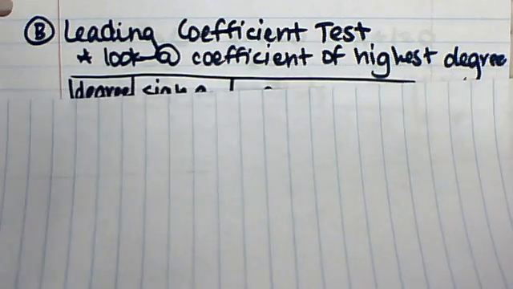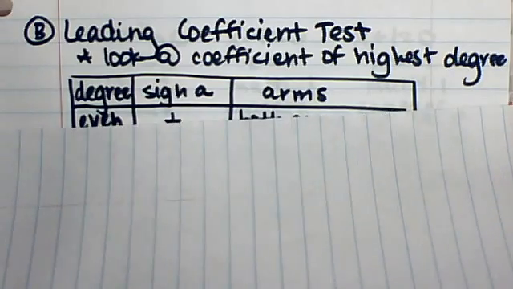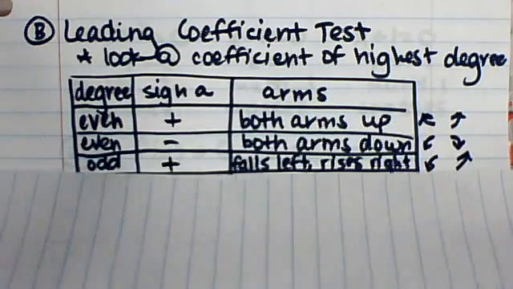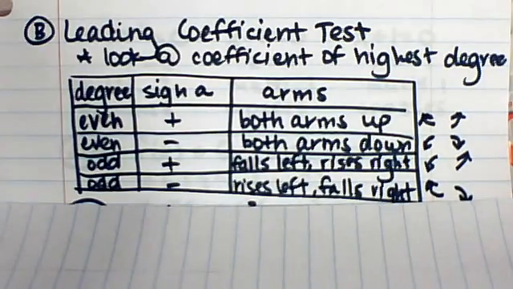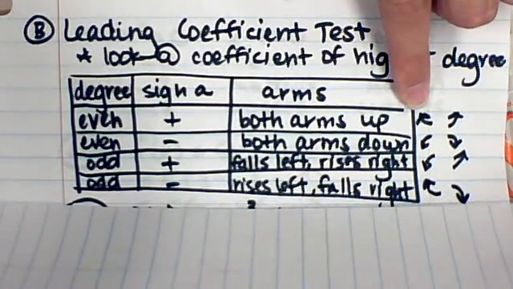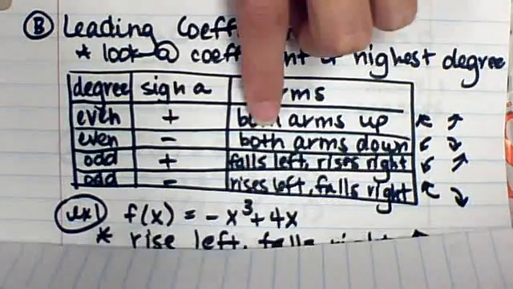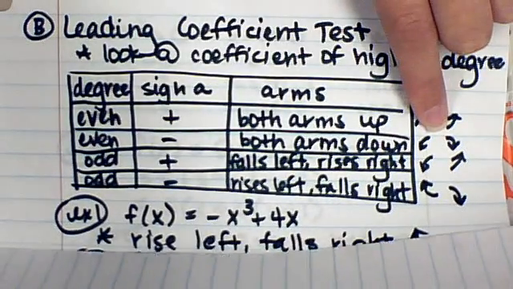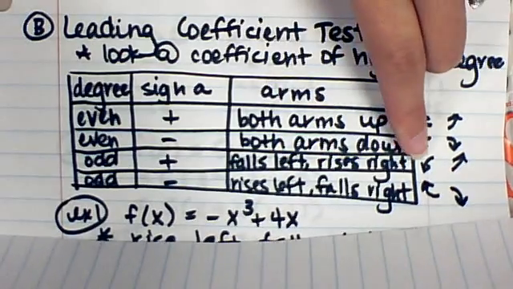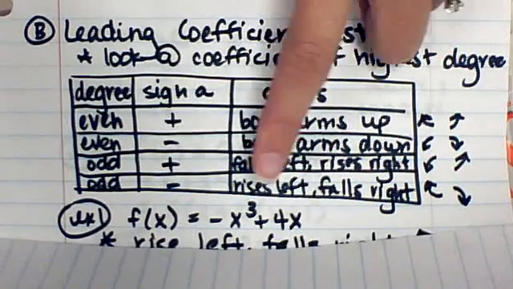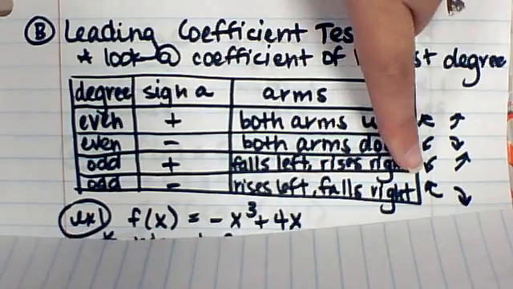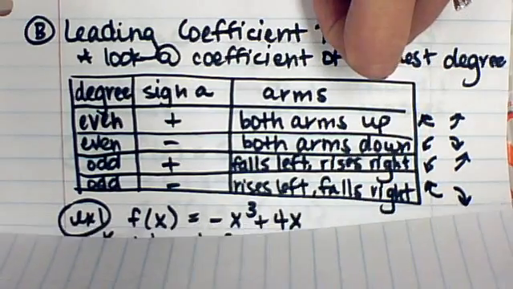If we look at the degree, we've already talked about what happens if it's even or odd. Even means their arms stay together. Odd means their arms are separated. And then let's talk about positive and negative. If something is positive and even, then both arms go up like this. If it's even and negative, both arms go down like this. If it is odd and positive, we fall to the left and rise to the right. So it comes from down to up. If it's odd and negative, it rises left and falls right. So it starts from up and goes to down. Let's look at an example of that.